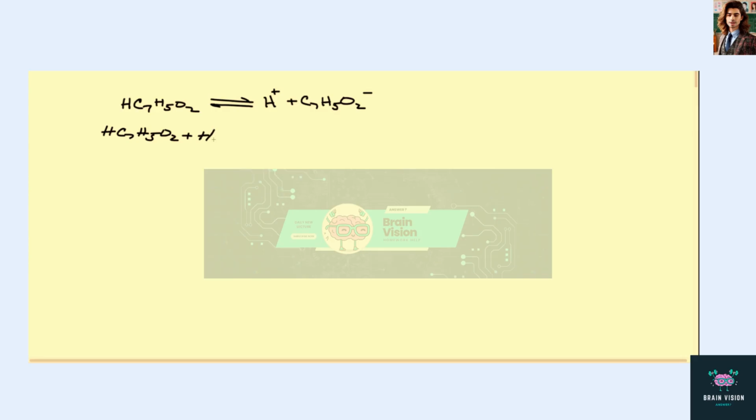plus water, because acid-base reactions are done in water. And then the H2O and the H plus come together and form H3O plus and C7H5O2 minus. Now we can look up the value of the equilibrium constant for the acid. It is 6.3 times 10 to the minus 5.